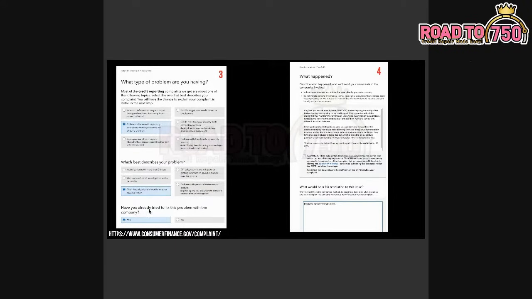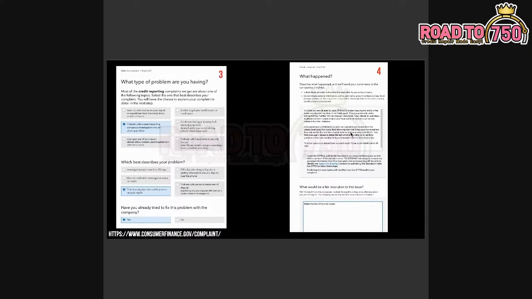Have you already tried to fix this problem with the company? You push yes, because you have already gone to the credit bureaus 3 times at this point. And then the next screen is basically them asking you what happened. I hope you guys can see what I wrote. You may have to screenshot and zoom in. You don't have to write the exact words that I wrote, but make sure it mirrors something like this. Pretty much you're summarizing all of the steps that you've taken up until this point.